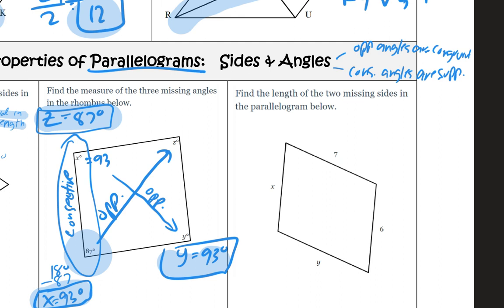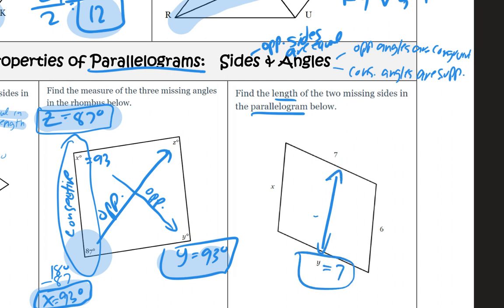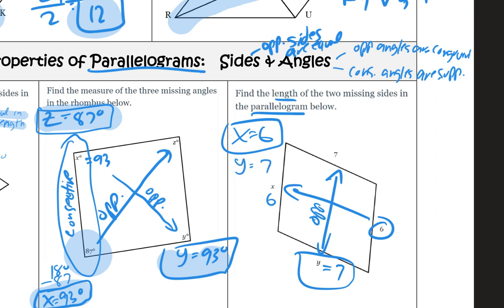Let's keep it moving. It says find the length of the 2 missing sides in this parallelogram. So what do we know about parallelograms? On the sides, we know that opposite sides are equal in length. So y has to be equal to 7 as well, because those are congruent, opposite sides. And then if this is 6, that means x has to be equal to 6 as well. X equals 6 and y equals 7. All right, let's keep it moving.